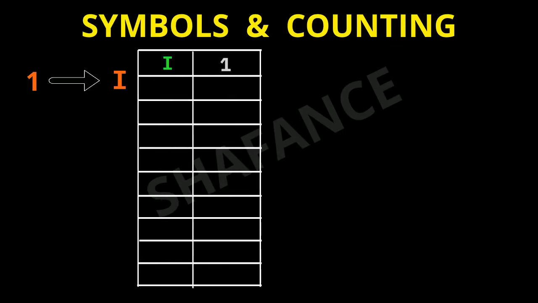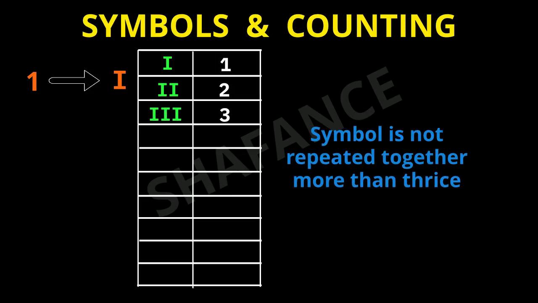Now, let us see the symbols that are used in Roman numerals and how counting is done. So 1 is represented by English alphabet capital I. So a symbol which is similar to English alphabet capital I is used as 1. So we write 1 as this in Roman numerals. And for 2, we write that symbol twice. And for 3, we write that symbol thrice. Now we must remember that a symbol is not repeated more than thrice in Roman numerals in counting.